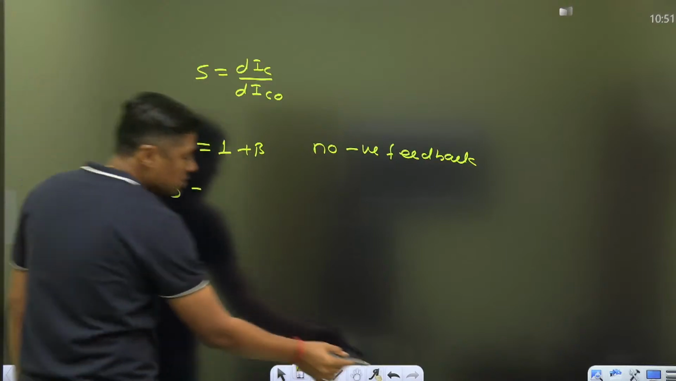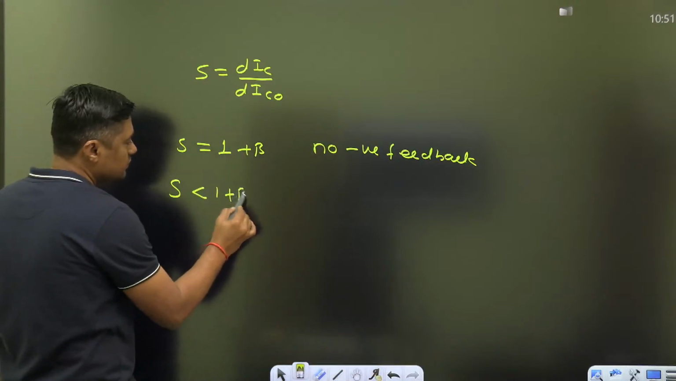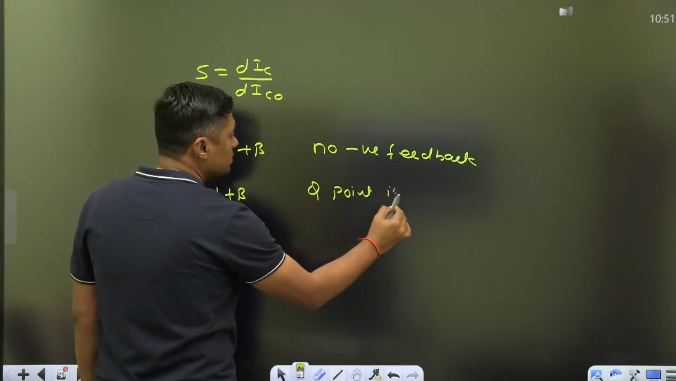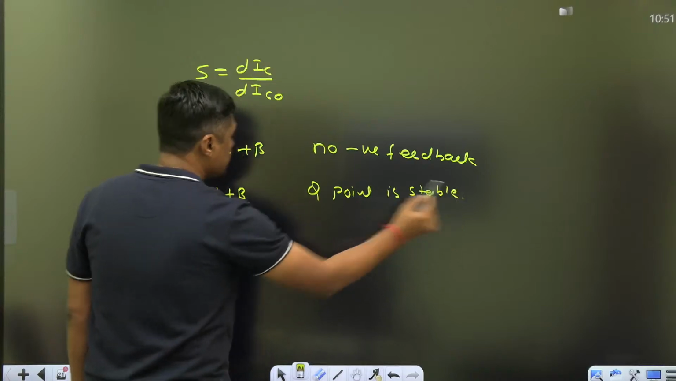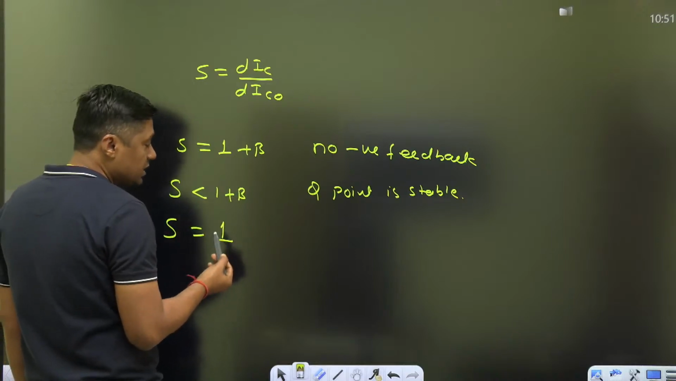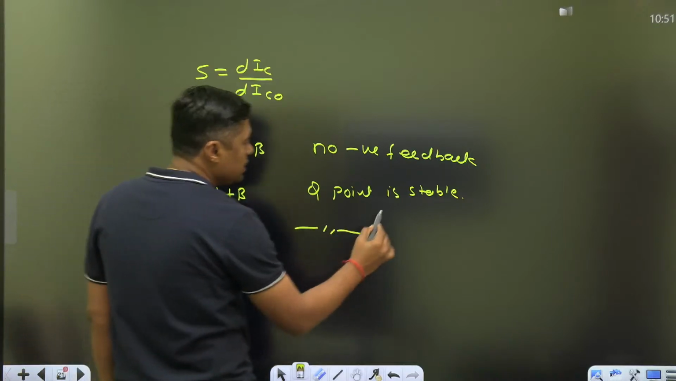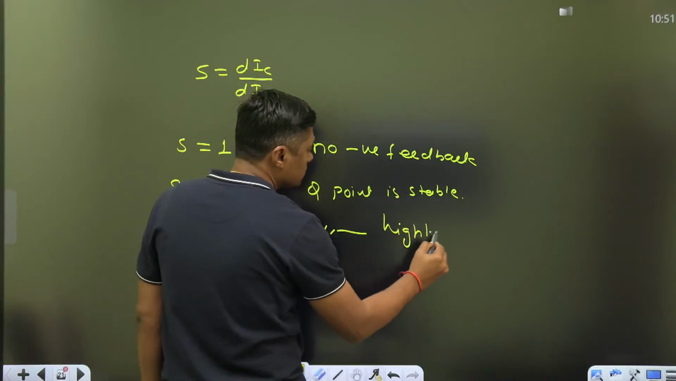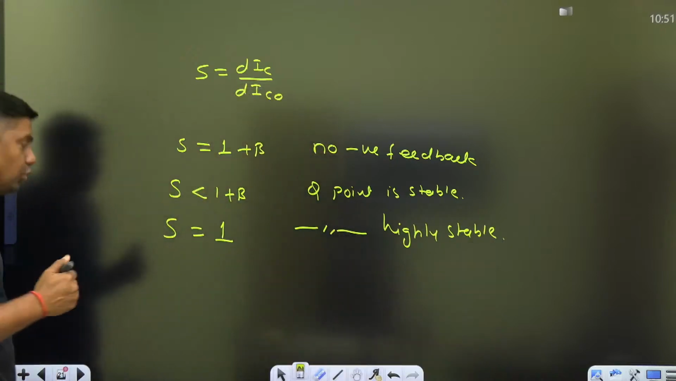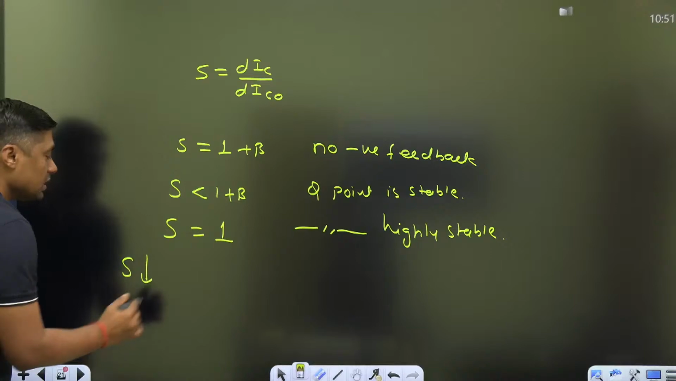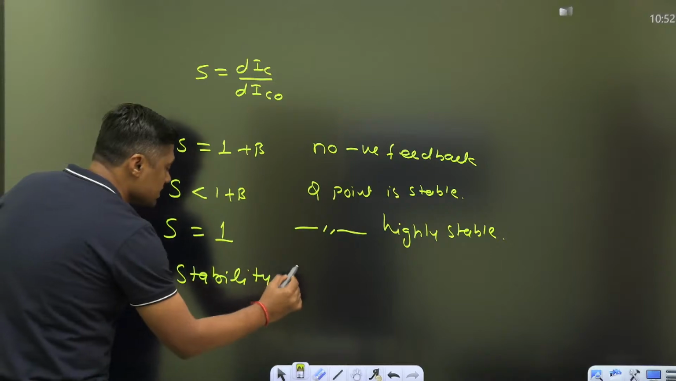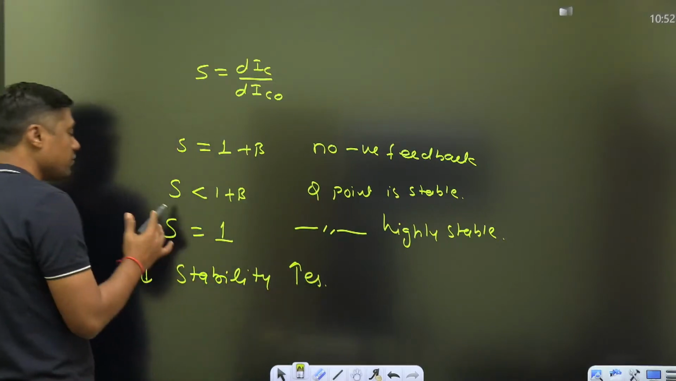S less than 1 plus beta. Q point is stable. Or when the S is equal to 1, lowest value of the S, then it is called highly stable. Q point is highly stable. Always remember when value of S decreases, guys, stability increases. Stability increases.